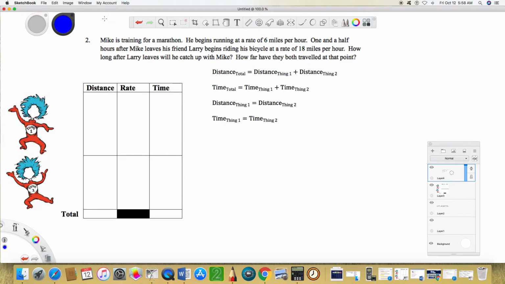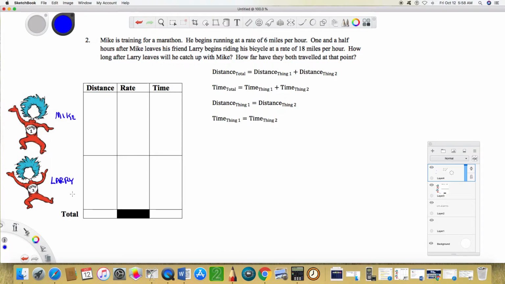All right, so I'm going to identify thing one as Mike and thing two as Larry. And obviously, you could have these backwards and be okay. All right, so now fill in as much information as you can in the table and identify your variable, what it's asking us for. Identify your variable as x. All right, and then press continue.